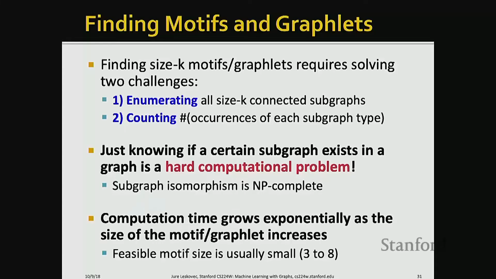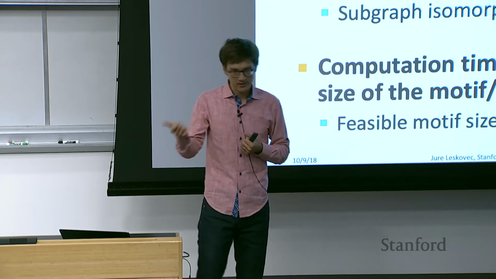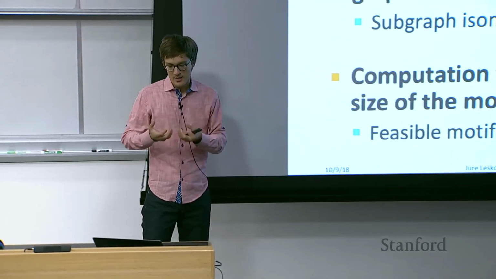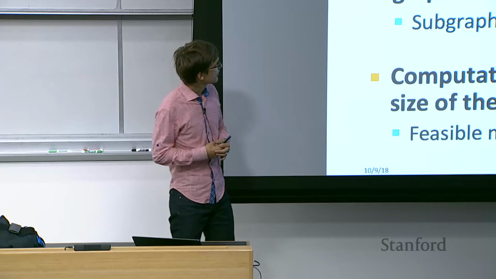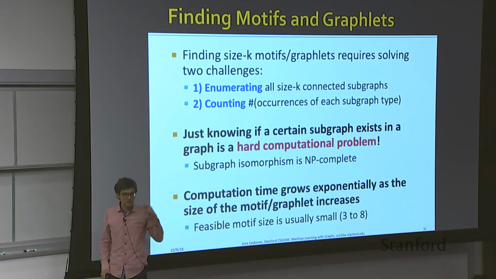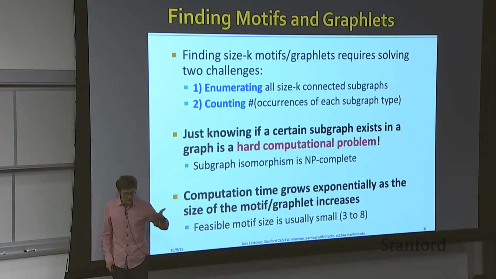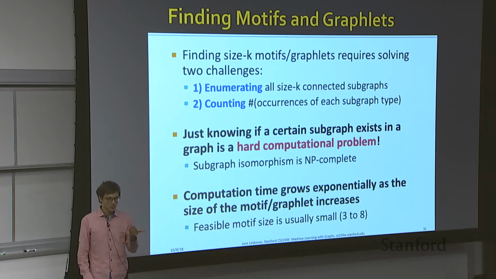Okay? So if we want to find these motifs and graphlets, we need to solve 2 challenges. The first challenge is that we want to find all the size k subgraphs in the network, where k is a parameter. Think 3, 4. First we need to enumerate all of them, and then we need to count them. So there are 2 steps. One is enumerating, which essentially means find all the instances, and then you need to count the number of instances of each structure.